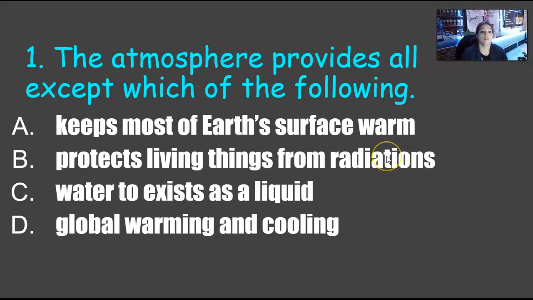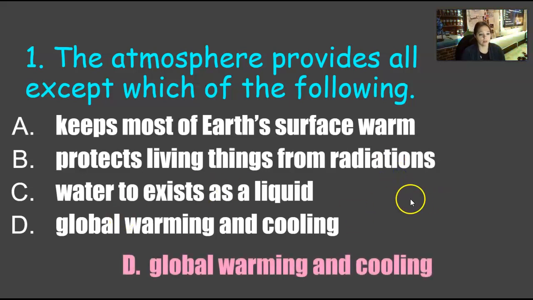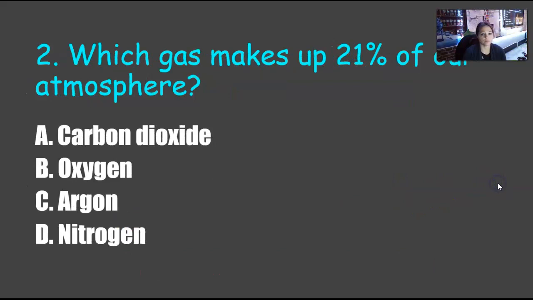All right. So the atmosphere provides all except which of the following? Is it keeping most of Earth's surface warm? Protects living things from radiations? Water exists as a liquid? Or global warming and cooling? So the atmosphere will provide all or do all except which of the following? You should have gotten D, global warming and cooling.